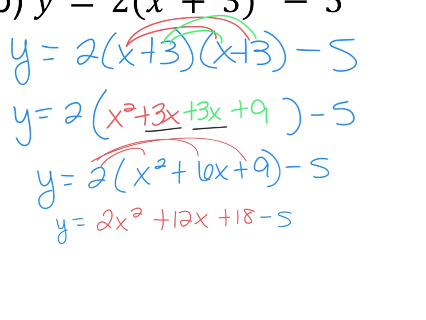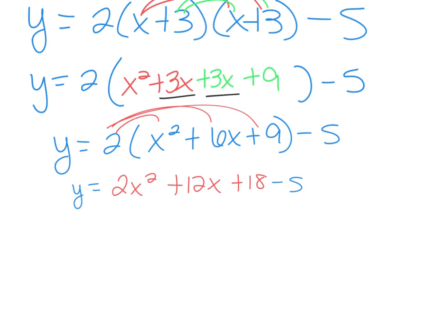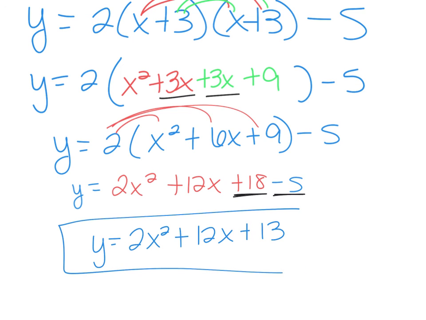Okay, we're really close. We don't have any parentheses anymore, but we do need to combine like terms there on the end. And so we're going to have y equals 2x squared plus 12x, and that would be plus my lucky number 13. And now it's in standard form.